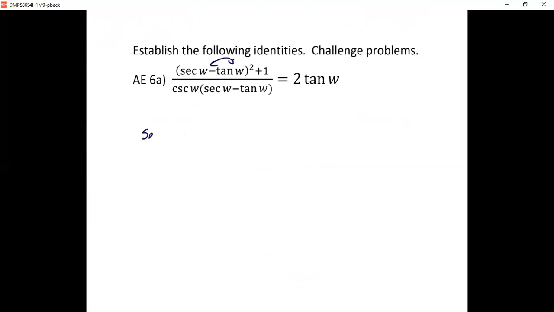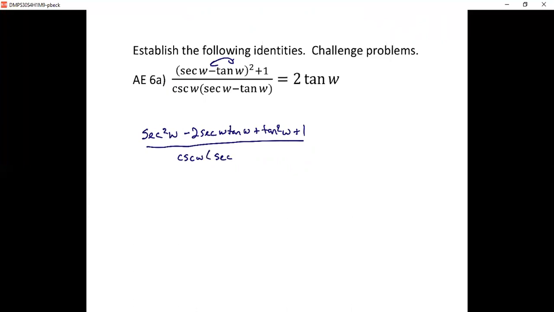That FOILs to secant squared w minus 2 secant w tangent w, and then plus tangent squared w plus 1. So I FOILed out the numerator. And should I distribute my denominator or not? I really don't know off the top of my head. So let me just keep it factored and see if that's going to help me.